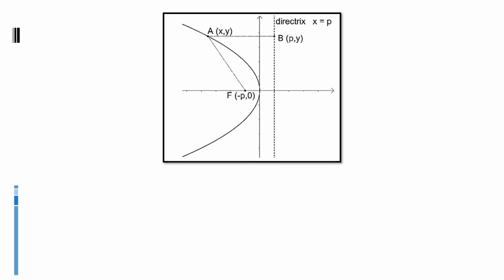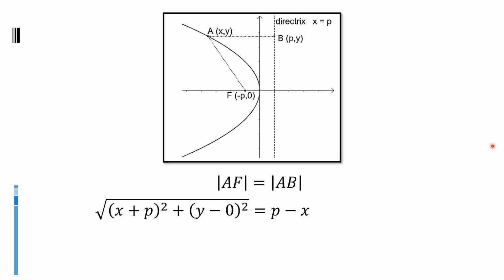For case number 4, this is a parabola that opens to the left. So again, AF is equal to AB. That is our definition of a parabola. So AF equals AB. Since this is slanted again, we will use the distance formula. So we have the square root of x plus p squared plus y minus 0 squared equals p minus x. This one is horizontal, so we subtract the x's, so p minus x. Squaring both sides, we have x plus p squared plus y minus 0 squared equals p minus x squared.